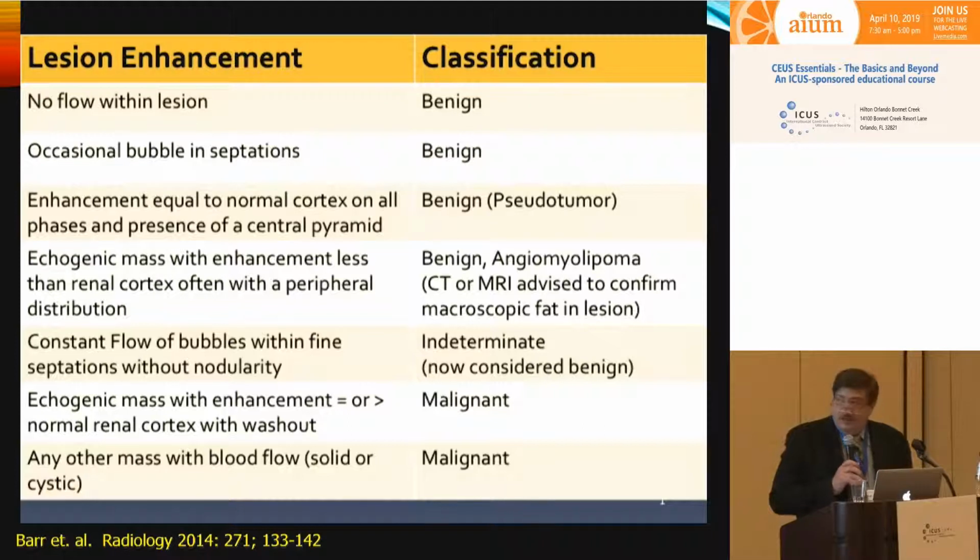Again, we tried to send all these patients to confirm there's fat in the lesion by CT or MR, although our urologists don't think we have to do that. I think we probably should continue to do that.